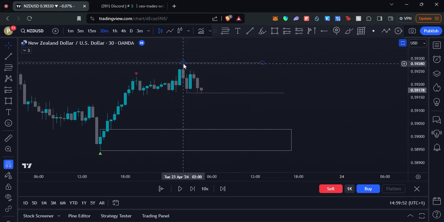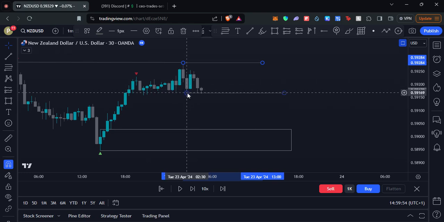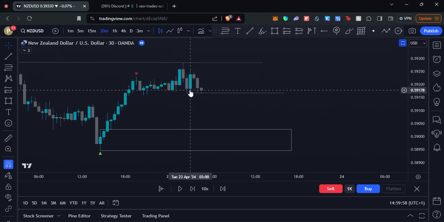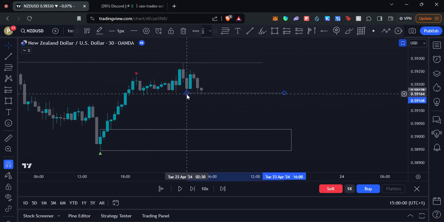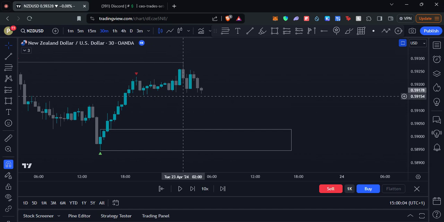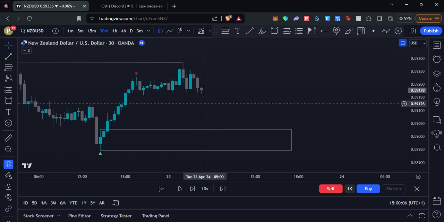This was the highest point and this was the lowest point between midnight and 7 a.m., so this is now our trading range. The Judas swing tells us that all we simply do is wait for a sweep of either side and then take a trade in the opposing direction.